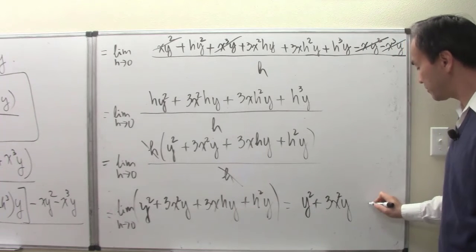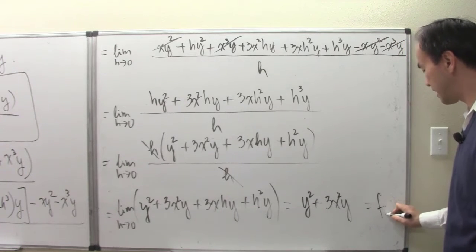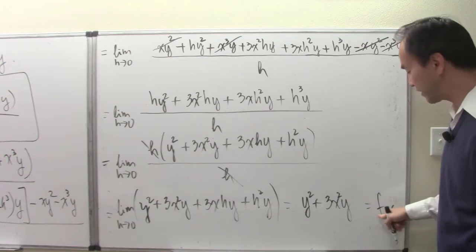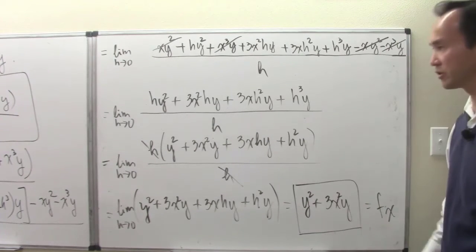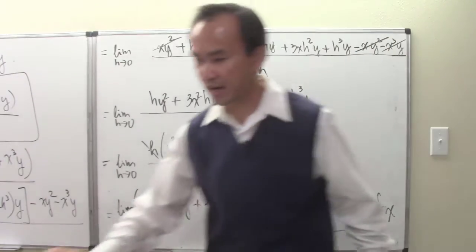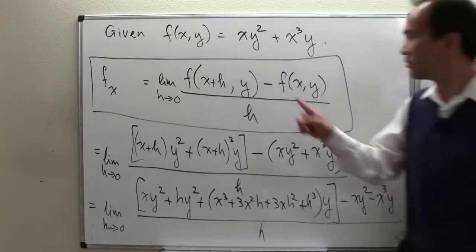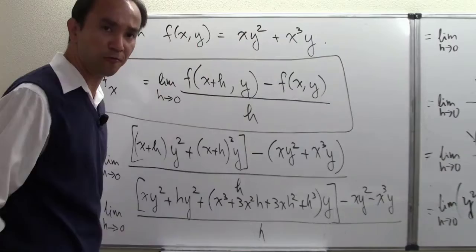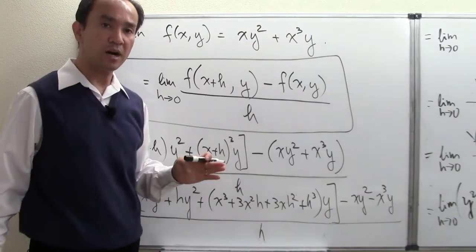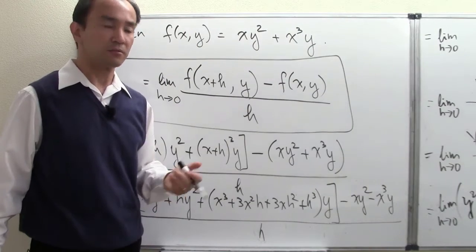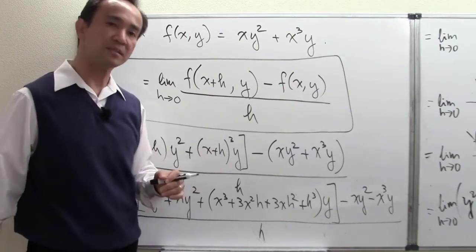So ladies and gentlemen, I call this our partial derivative with respect to x. The partial derivative of this function that I introduced in the beginning, this example function right here, xy squared plus x cubed y. The partial derivative we found on the other board is the final answer.